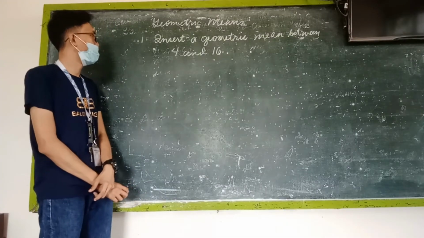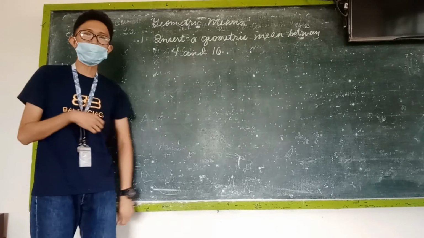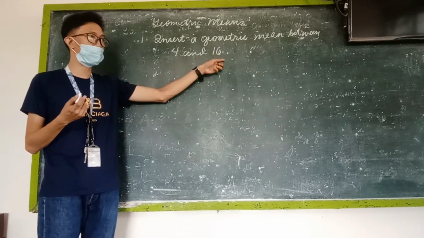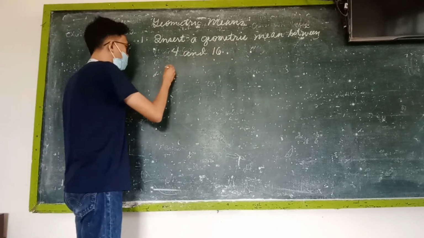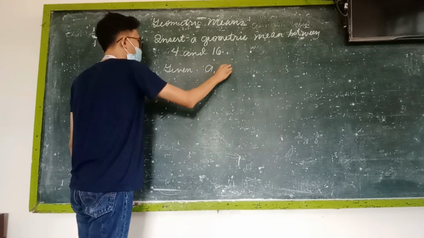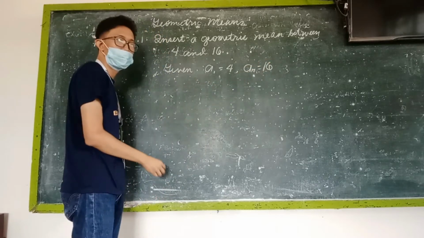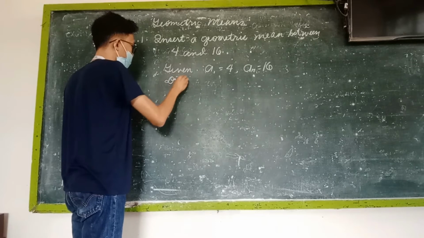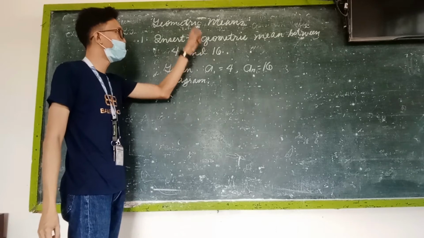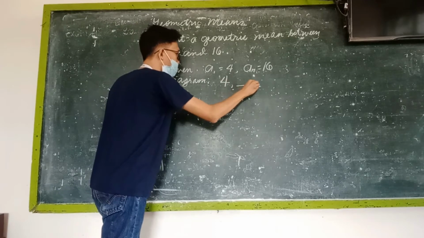Number 1, insert a geometric mean between 4 and 16. So in geometric mean, we are going to find one term that is in between 4 and 16. Given the first term is 4 and the last term is 16. By diagram, we note that since we are only finding one geometric mean, isa lang hinahanap natin. So we have 4, then blank, then 16.